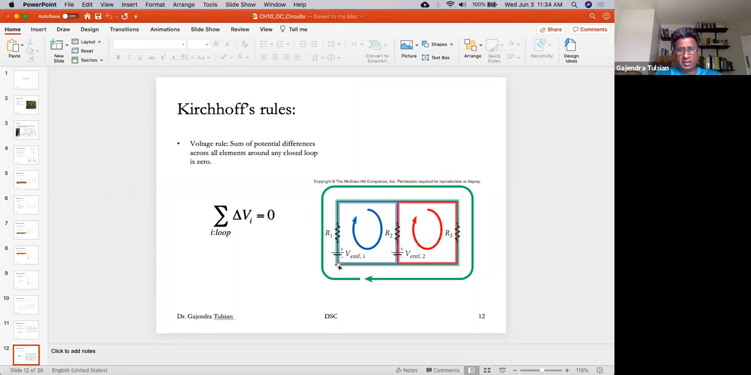So let's say this is at, we'll just make up a number, 20 volts. You go across this element, the change in voltage is plus 4 volts, and so on. When you come back, the change in voltage across each element, if you add them up, you come back to the same voltage. So the sum of the change in voltage should be 0.